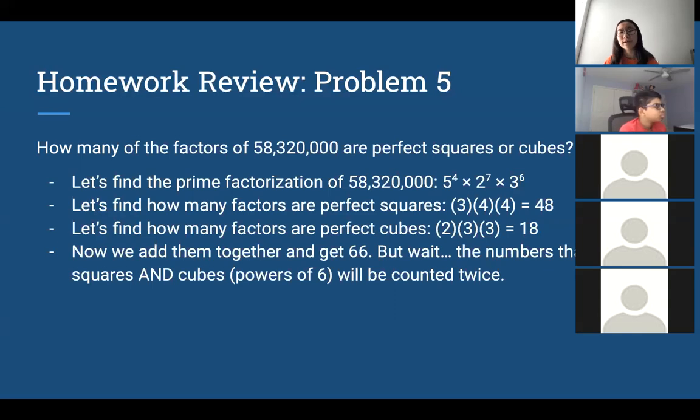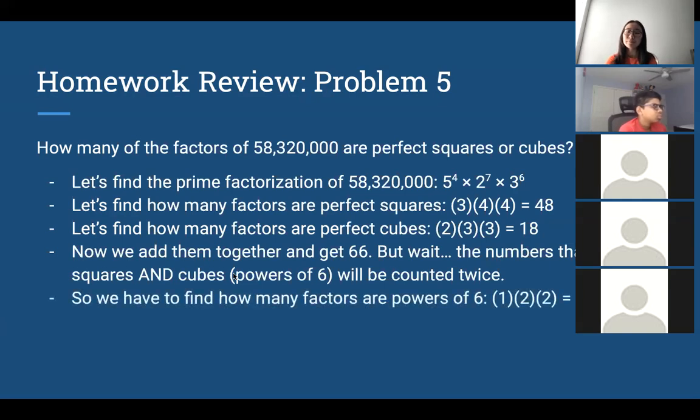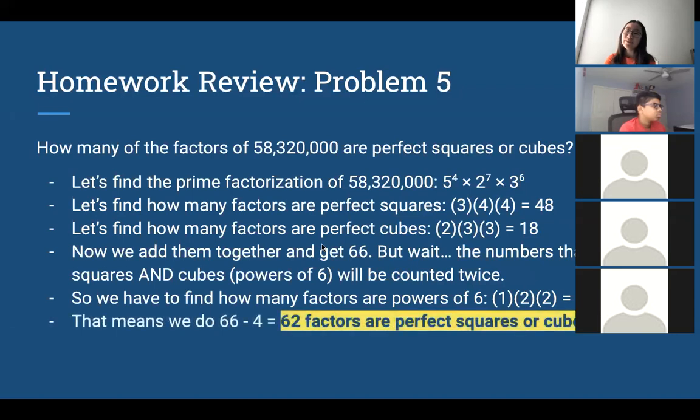But that's not the right answer because some of the numbers will be counted twice, namely the ones that are powers of 6. So we have to get rid of those. Basically for powers of 6, you're double counting the ones that are the powers of 0 and then the powers of 6. So for example, in 3 to the 6th, we multiply by 2 because we need to get rid of the 3 to the 0th that was repeated and the 3 to the 6th that was counted in both. And so that gives us 4 that we've repeated. And we do 66 minus 4 to find 62 factors that are perfect squares or cubes.